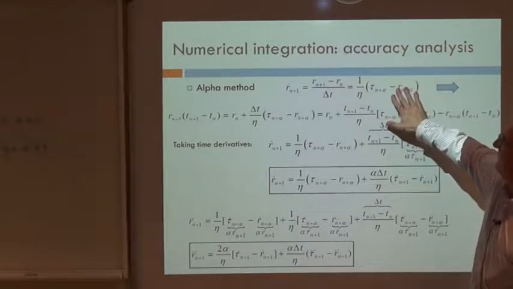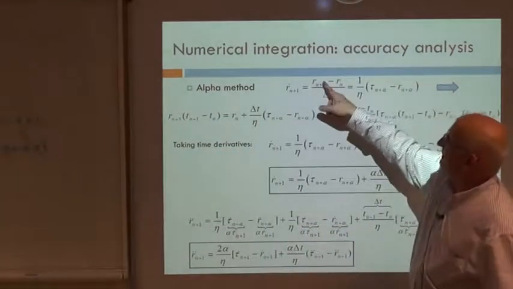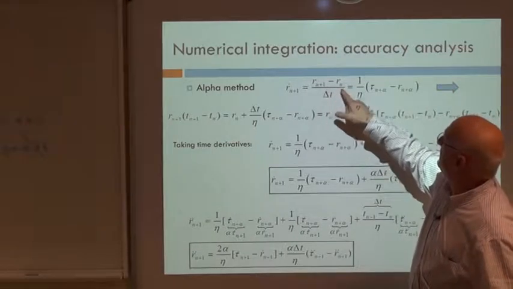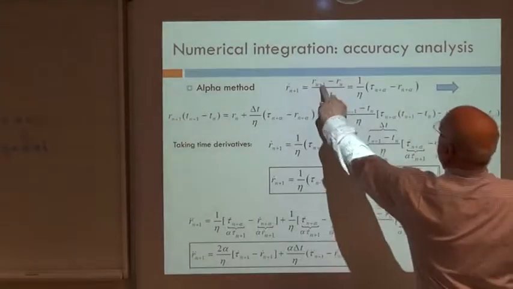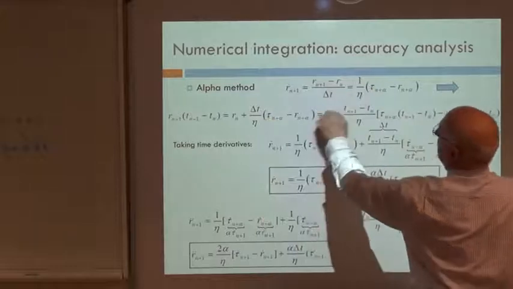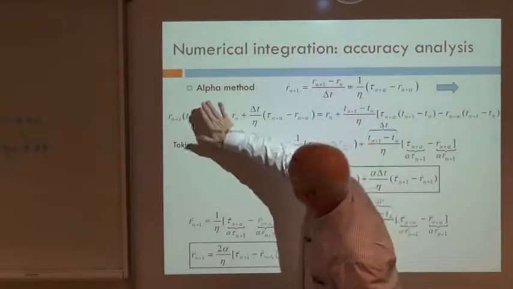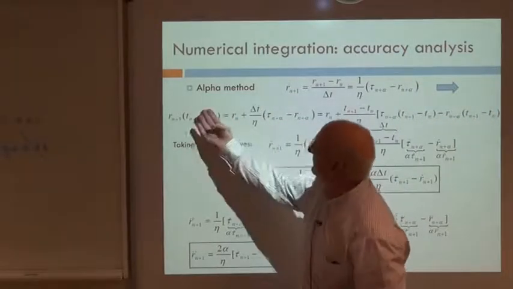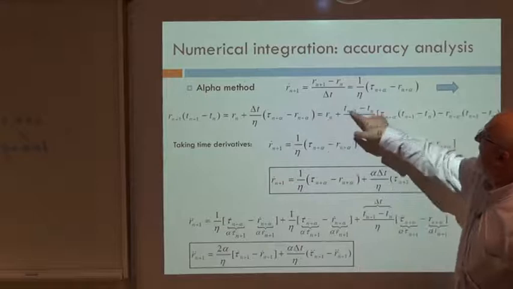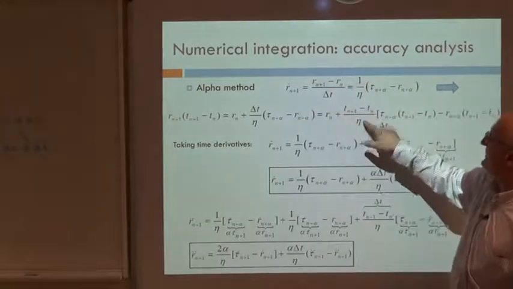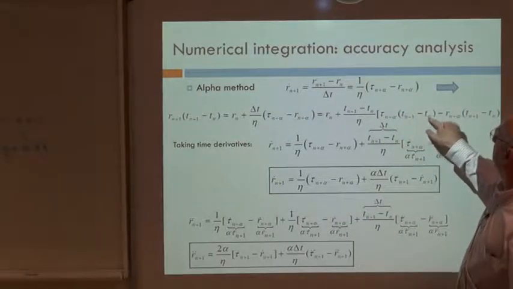And look, again, Rn plus 1 is Rn plus delta t over eta that multiplies that. And then, I think that this had to be removed here. This is not correct here. So Rn plus 1 from this equation is Rn plus the increment of time, which is Tn plus 1 minus Tn, divided by eta, times tau n plus alpha, that depends on Tn plus 1 minus Tn, and so on.